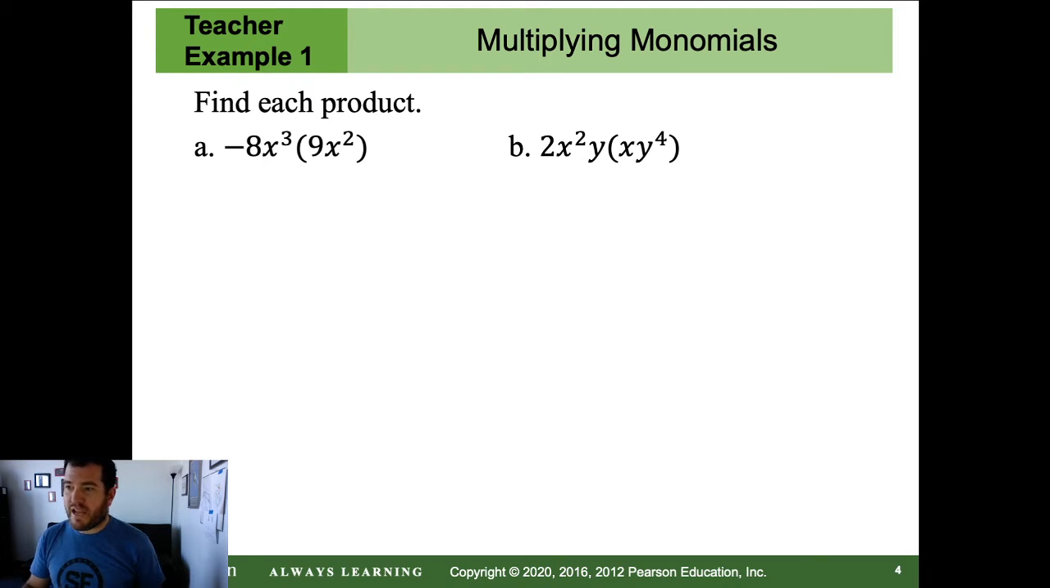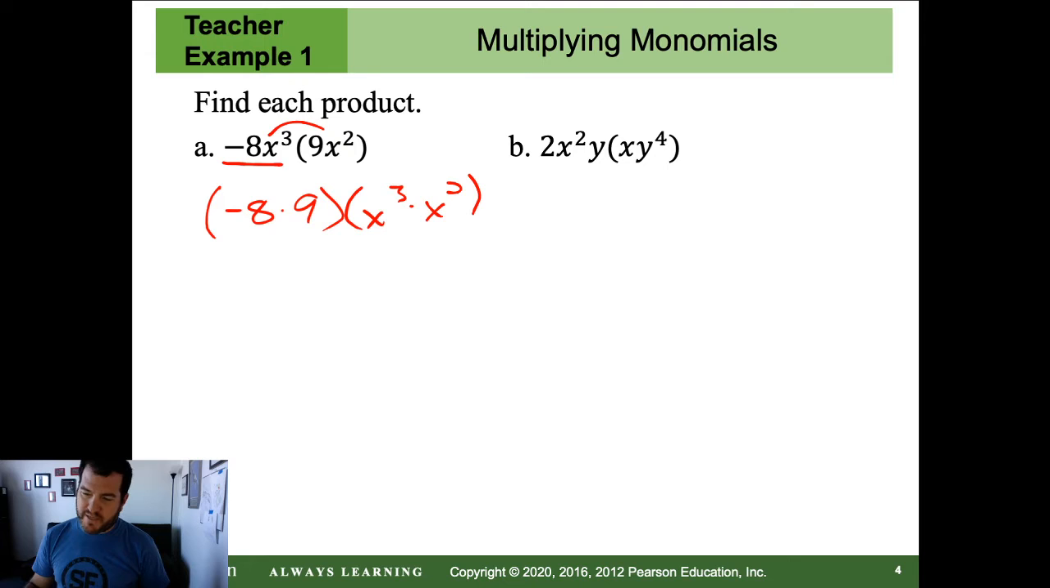But in this case, we have negative x cubed times 9x squared. So what we're going to do is take this negative x cubed and distribute it in there. The way that I do this is I break it down by taking my numbers in front of my variables, which are called my coefficients, and I separate those from my exponents. The reason I do that is because negative 8 times 9 gives me negative 72. And then here we have to remember, like bases, what do we do with the exponents? Well, we actually add them. So in this case, your final answer would be negative 72x to the 5th.